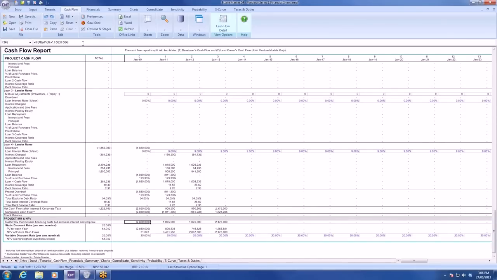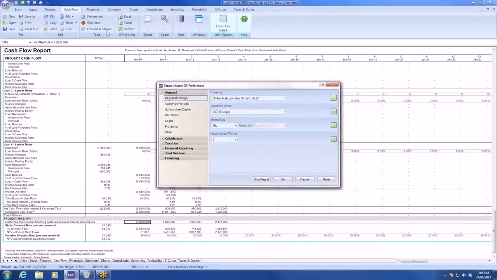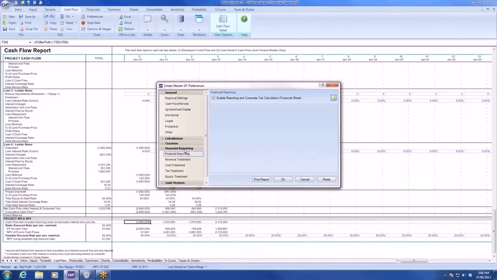So let me just run through. The very first thing I mentioned is in the preferences we have a section called financial reporting, and we have these, so the first thing is to tick that on. The second thing, the next question is the revenue treatment. I'm going to demonstrate on completion.